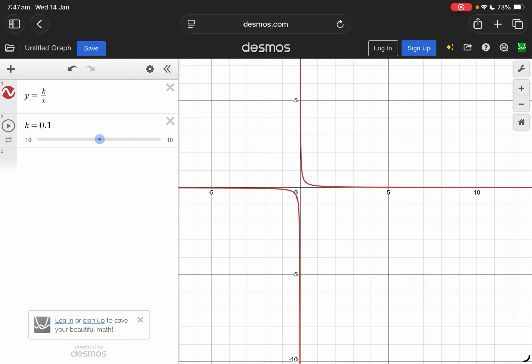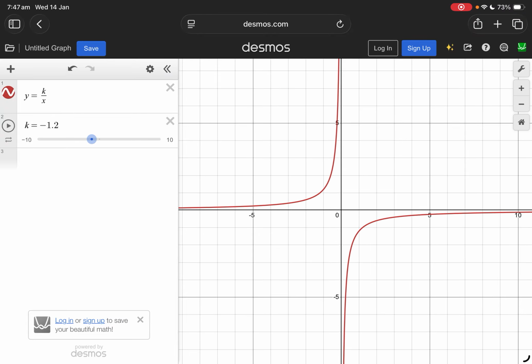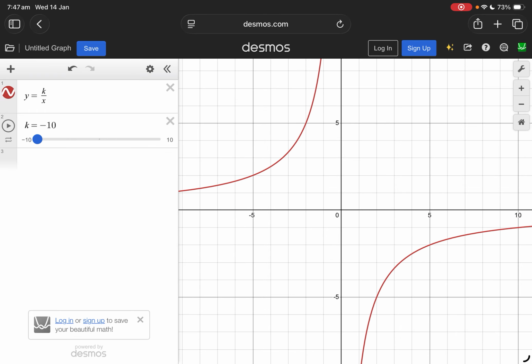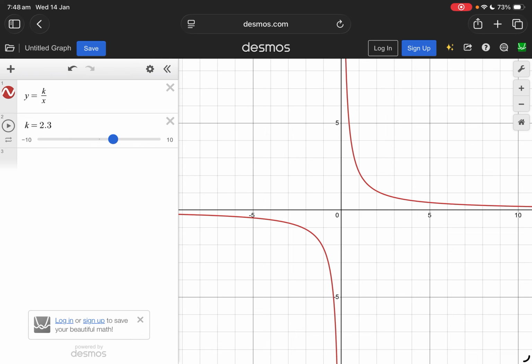And once again, once we get to the negatives, we are now in the other two quadrants. And the more negative this gets, we get the same thing. It stretches out into both directions, but it's just happening in the other two quadrants because the k value is negative. When k is positive, we return to the first and third quadrant.